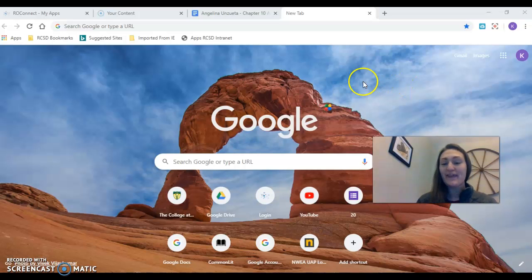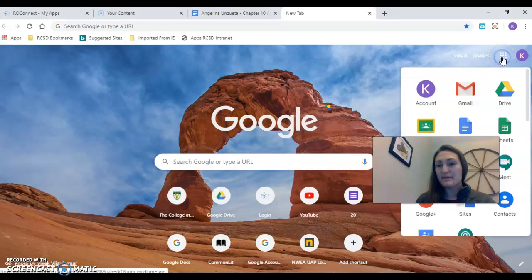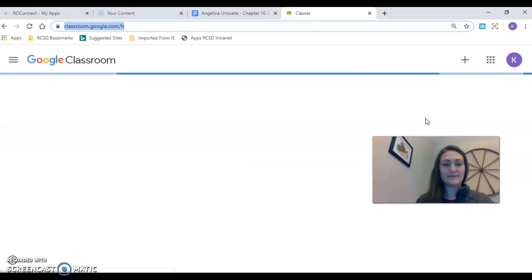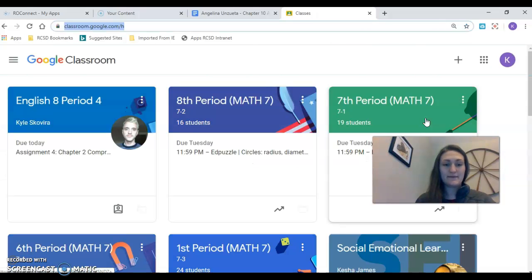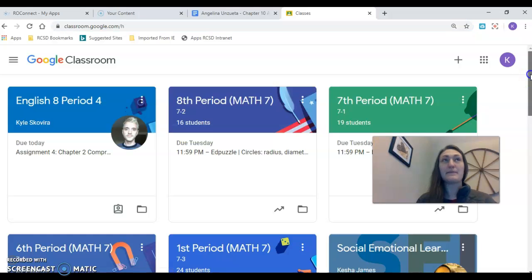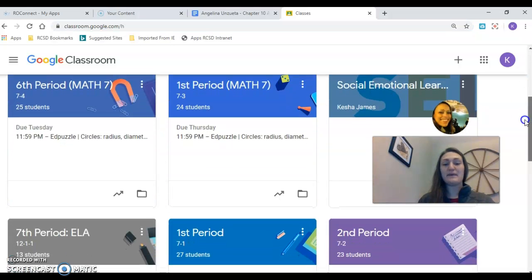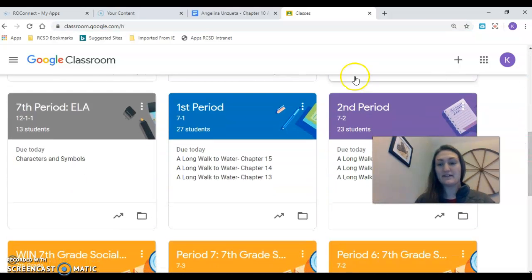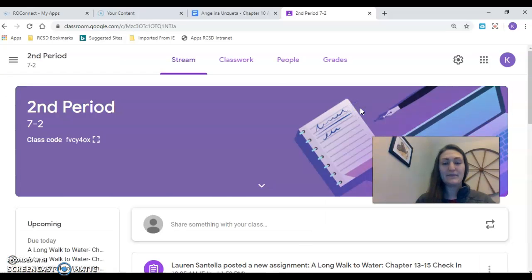A Long Walk to Water. So I already logged into my Google email account, but I'm going to get to Google Classroom by opening the squares and going to Classroom. All right, now we're going to pretend I'm in 7-2 today, and so I know I have second period, so I'm looking for my second period class there.